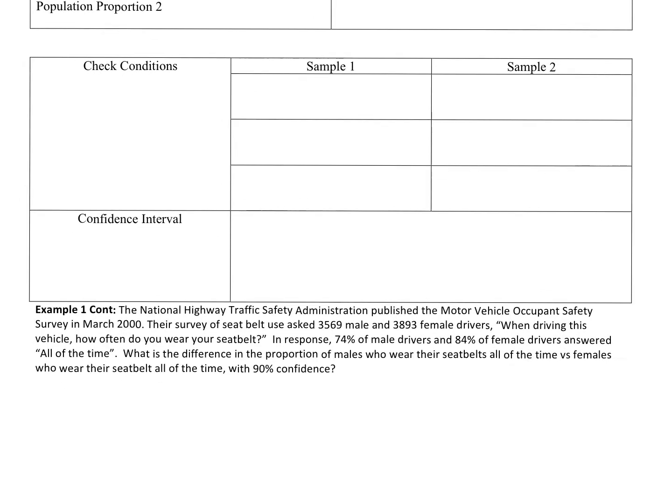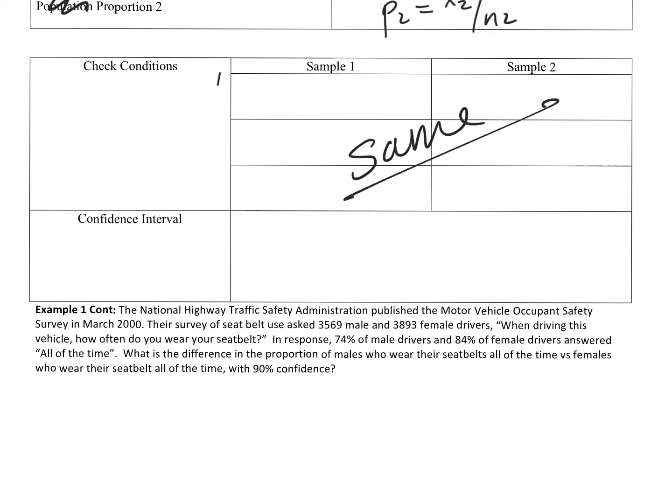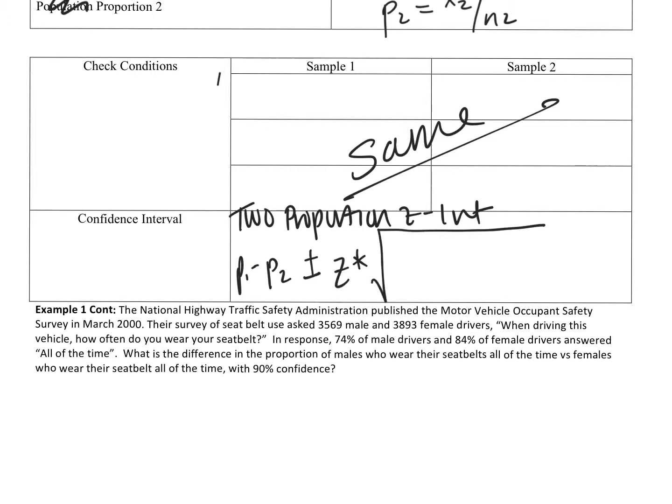To find the confidence interval, I just want to remind you that your calculator likes to deal with counts, and this should say sample, remember. So p1 is x1 over n1, and p2 is x2 over n2. These conditions are the same, and they need to be checked for both. Your interval here is called a 2-proportion Z interval, and here's the formula. The difference of the proportions plus or minus the critical value z times the standard deviation. It's a little different here than it is on the last one, so be careful. We're not using the combined.